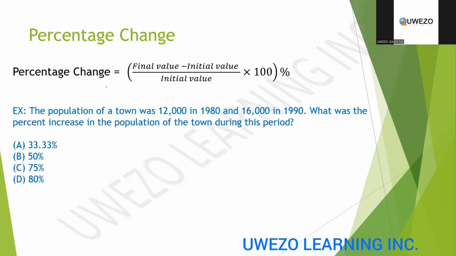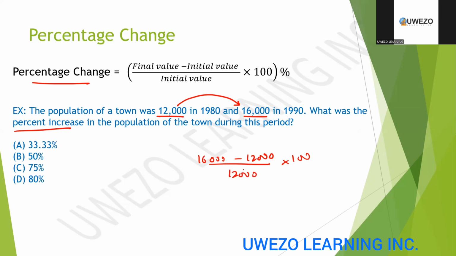So like we already discussed, percentage change is final value minus initial value over initial value times 100. Suppose there is a town with population 12,000 in 1980 and 16,000 in 1990. To calculate the percentage increase from 12,000 to 16,000, we do 16,000 minus 12,000 over 12,000 times 100. To reduce your calculation, you can ignore the thousands here. So you could simply do the calculation as 16 minus 12 over 12 times 100.